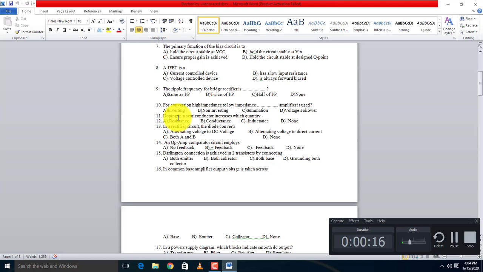MCQ number 11 says, as doping in a semiconductor increases, which quantity increases? A semiconductor is a material that lies between the conductor and insulator, meaning its conductivity is greater than an insulator but less than a conductor. So if doping is done, then its conductance increases.